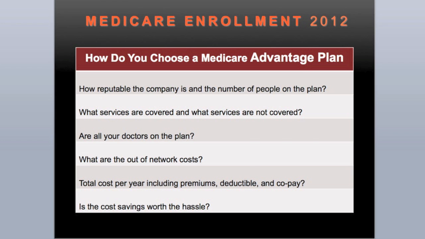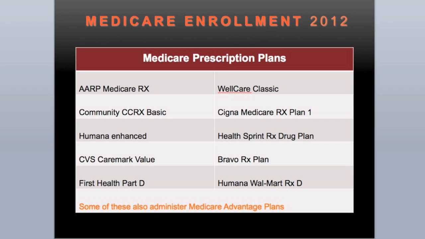Here are some prescription plans which are available to you if you were to go through the traditional Medicare plan. The AARP, which is the largest one, has close to 4.6 million people. Then you have Community CCRx, Humana Enhanced, CVS Caremark, and the rest of them follow.